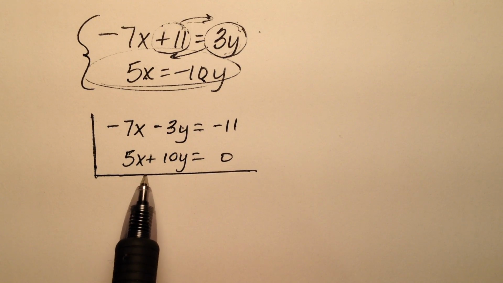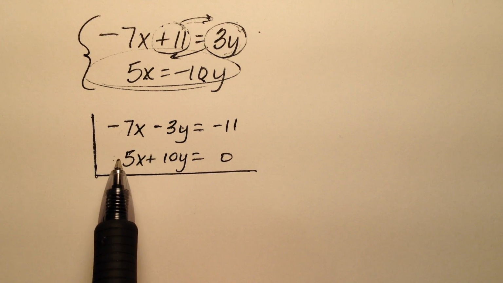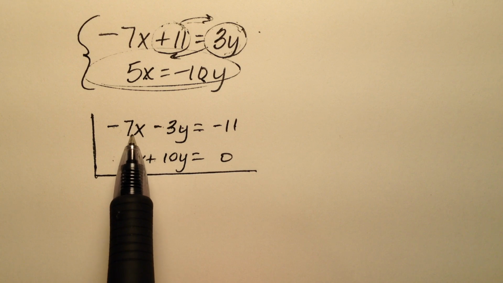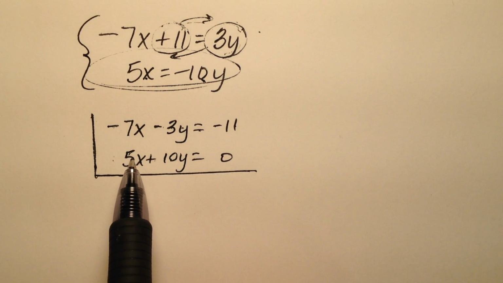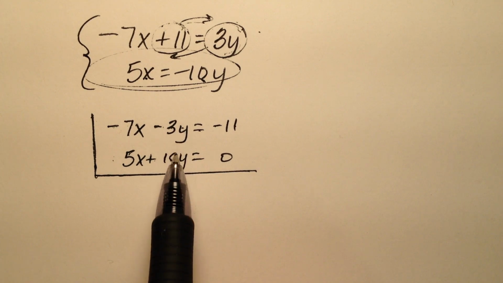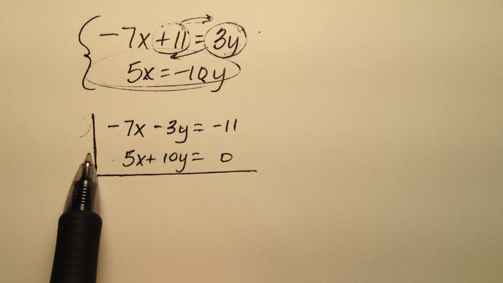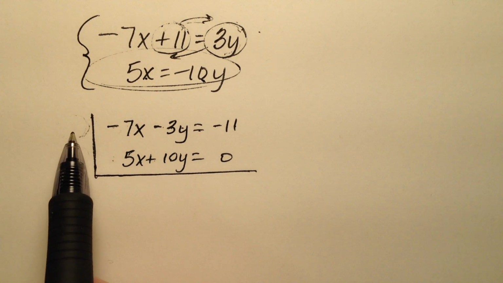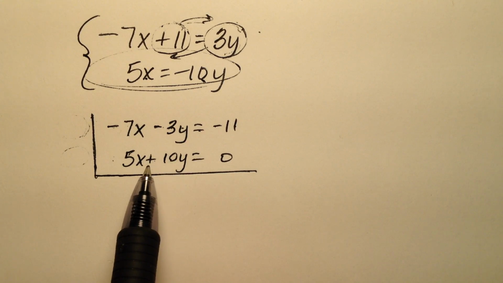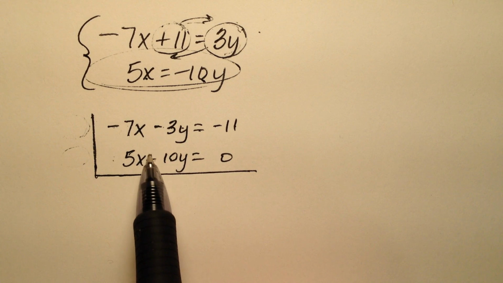So let's inspect the variables. So I have x's and y's. The x's do have opposite signs, and the y's have opposite signs, but the 7 and 5, they're not the same numbers, and they're not factors of one another. And same with 3 and 10, they're not the same numbers, and they're not factors of one another. So I'm going to have to ultimately multiply both equations by an integer factor in order to eliminate one of the variables. So let's go ahead and do the y's.